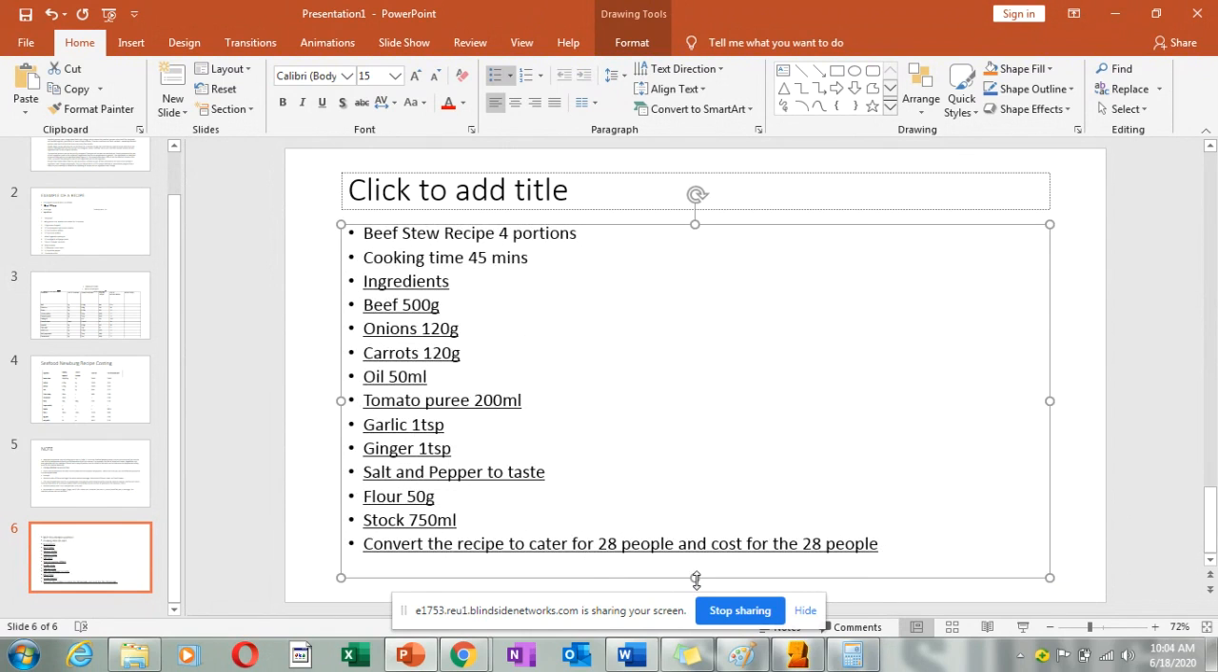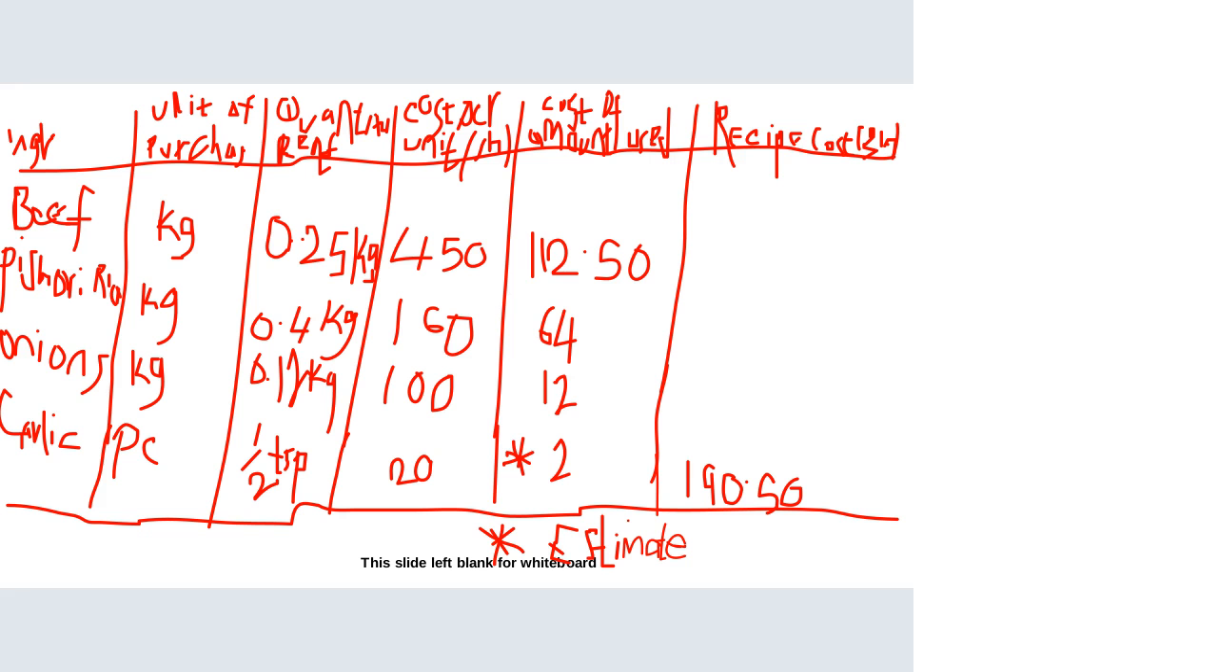Okay, so there it is. Convert the recipe to cater for 28 people and cost for the 28. So you shall start by converting and then you cost for the 28, okay? Then you shall send the work to my email account. Remember the recipe is for 4 people. So first of all, you convert for 28, then cost for 28. Don't cost for 4. Cost for 28.